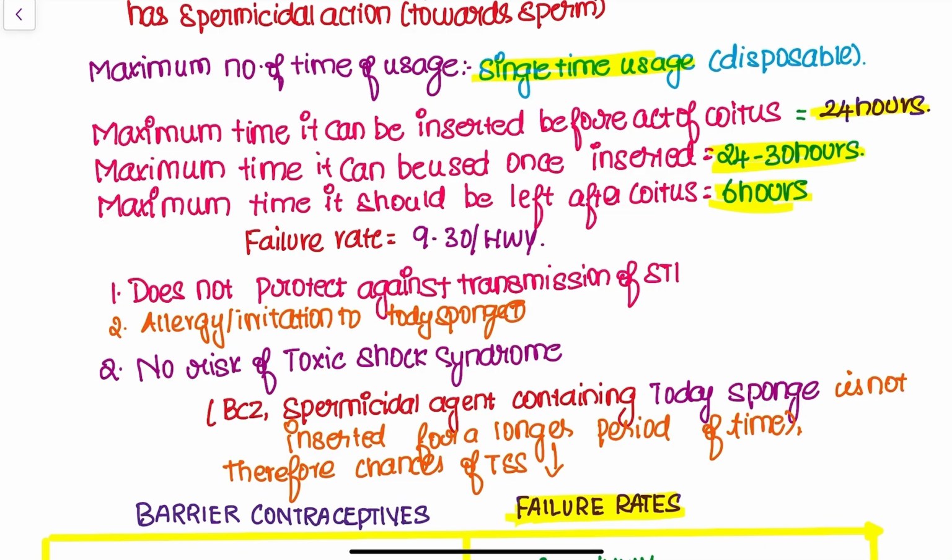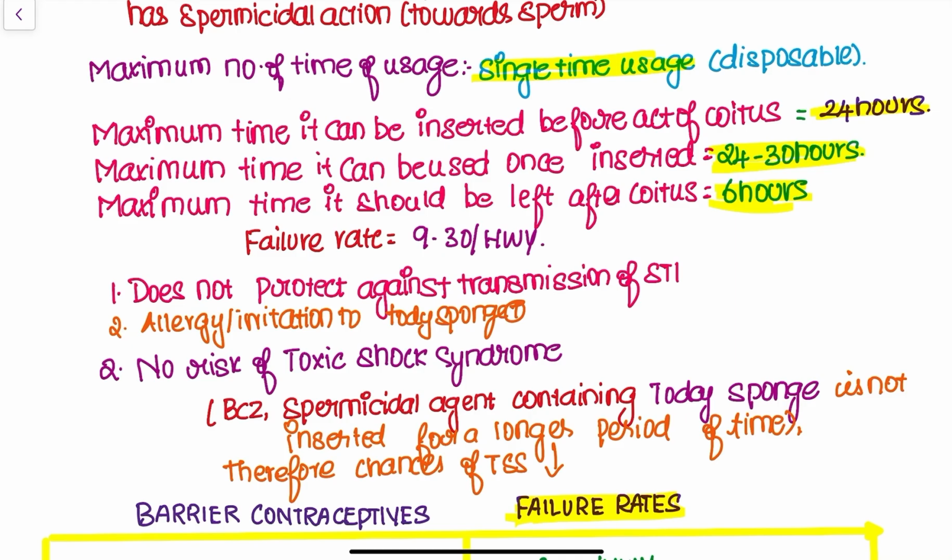Right? Okay. Now what is the failure rate of this today's sponge? Among 100 women who have used this particular contraceptive, about 9 to 30 women ended up in pregnancy. So 9 to 30 per 100 women-years is the failure rate of today's sponge as a physical barrier contraceptive. Clear? Yes. Now, similar to the diaphragm, even today's sponge does not protect against the transmission of sexually transmitted diseases. Why?